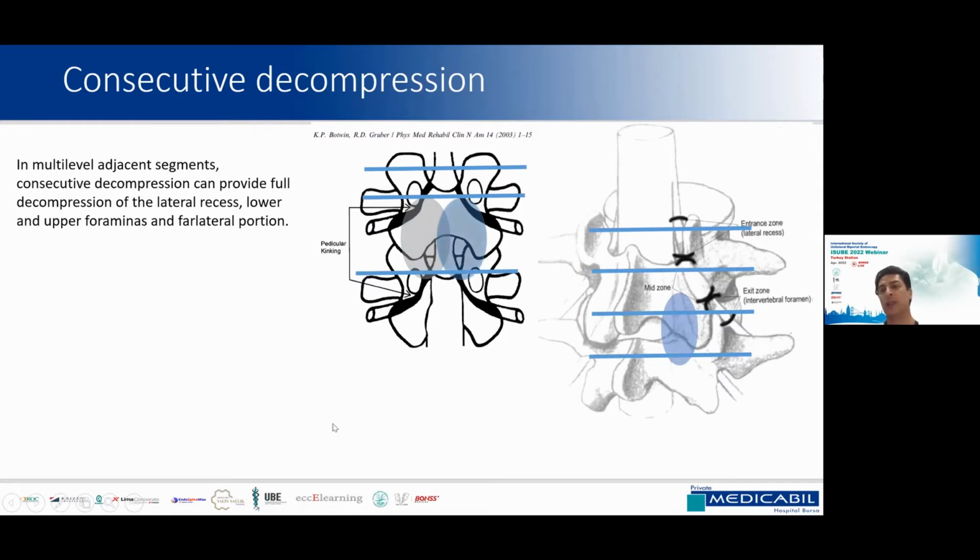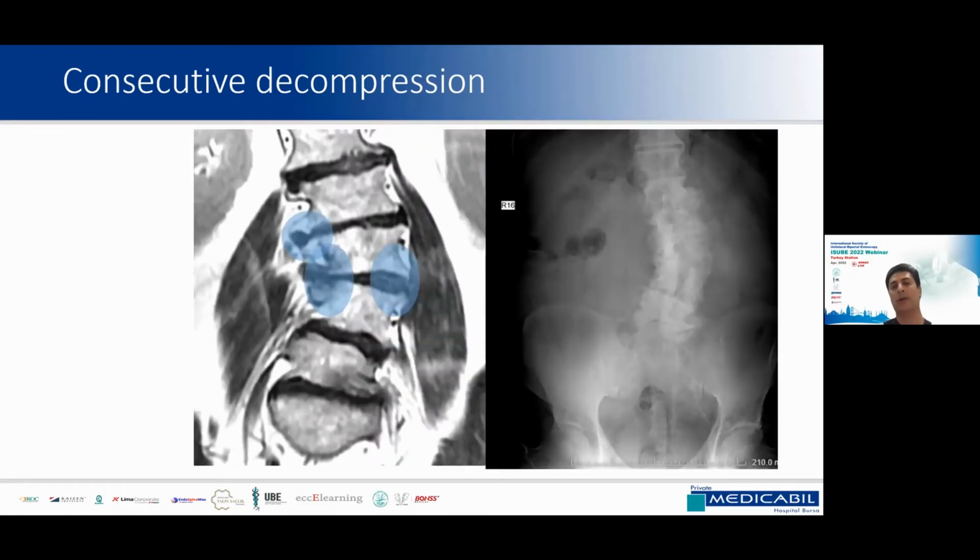Also, we should do some preoperative workups to define which level is responsible for the symptoms. For example, in this case, nobody can be sure about the surgical success because the symptoms can come from many different levels.